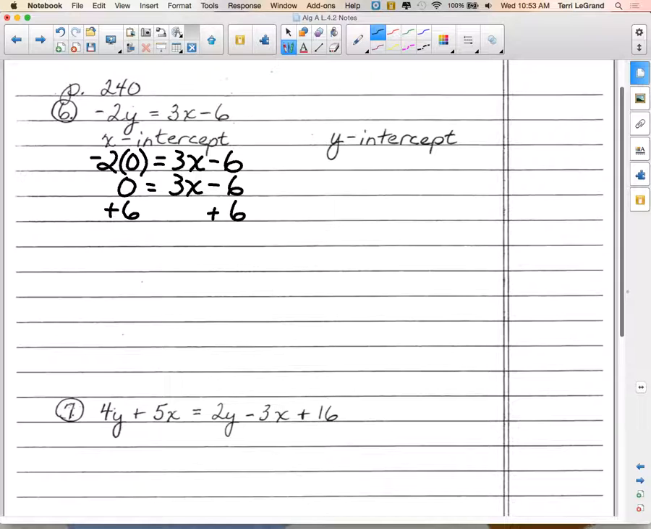What does our left side become now? Okay, I need Samuel and Seth both to get your heads off the table. Thank you. 0 plus 6 is? 6. And the other side is just 3x now.